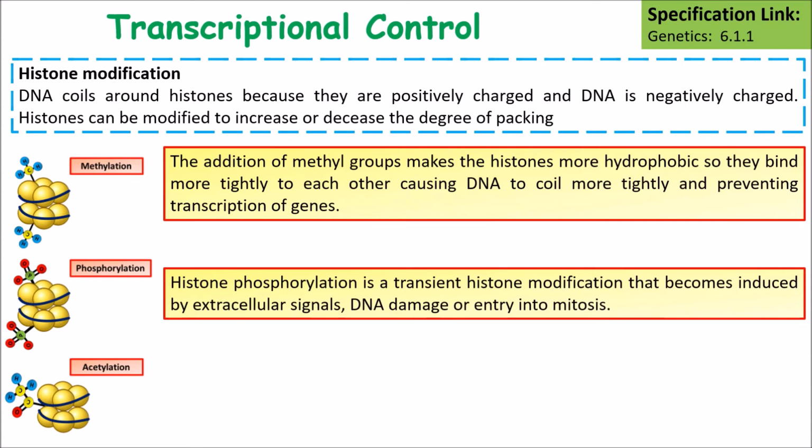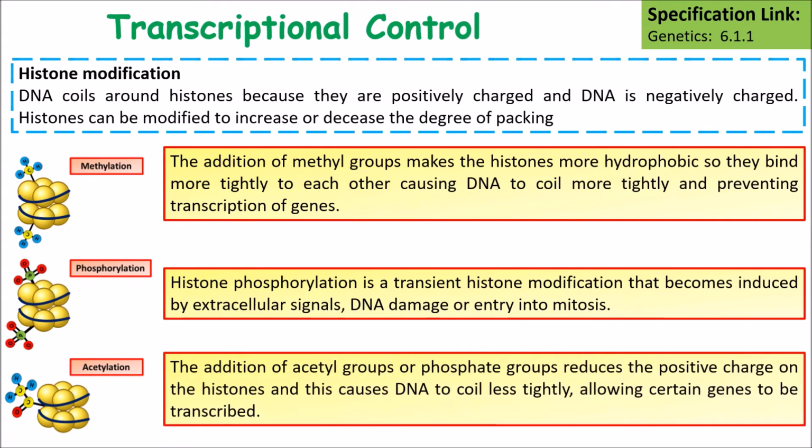Histone phosphorylation is a transient histone modification that is introduced by extracellular signals such as DNA damage or the entry into mitosis. The addition of acetyl groups or phosphate groups reduces the positive charge on the histone, and this causes the DNA to coil less tightly, allowing certain genes to be transcribed.